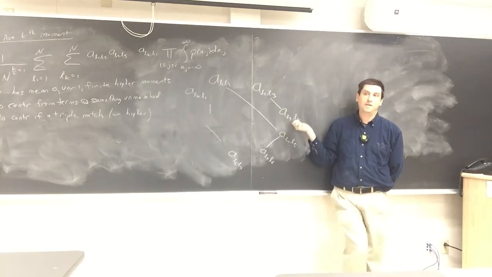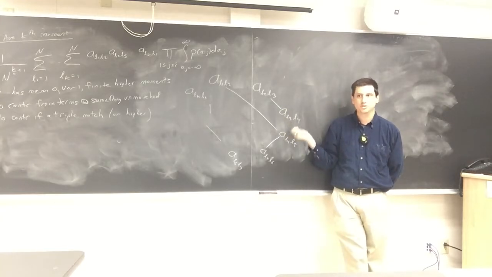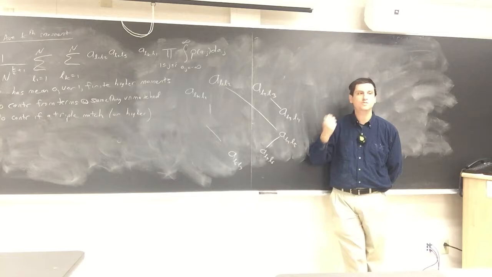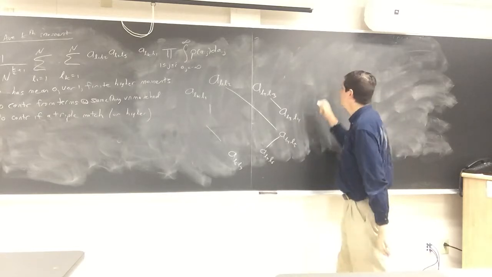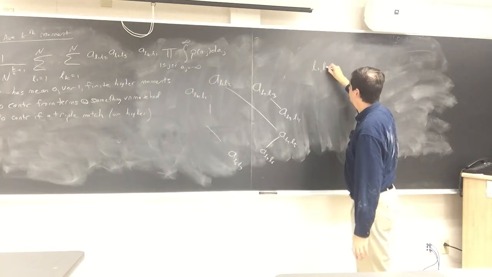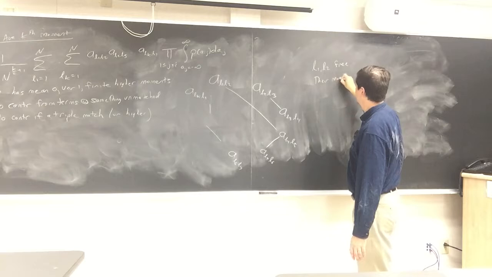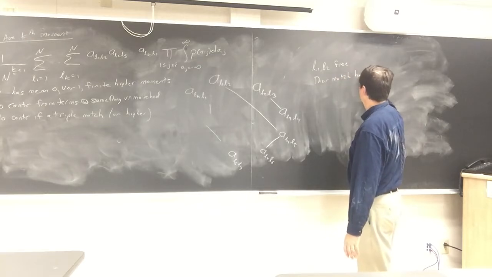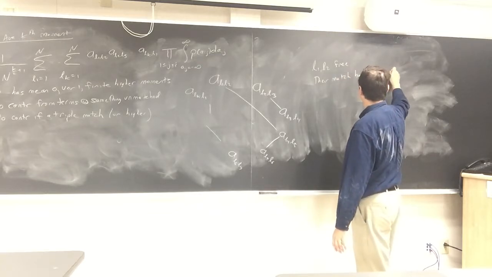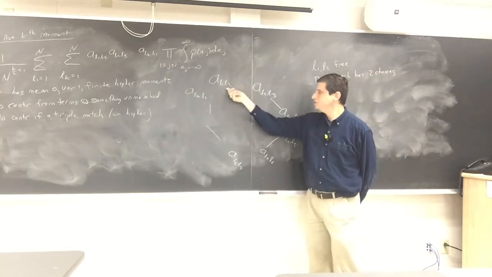I have at most k over 2 matchings. So I'll have at most 2 to the k halves. The number of powers of 2 I have will not be a function of n. I don't care about factors of 2. So L1 and L2 are free. Their match has 2 choices. So this is the first matching.